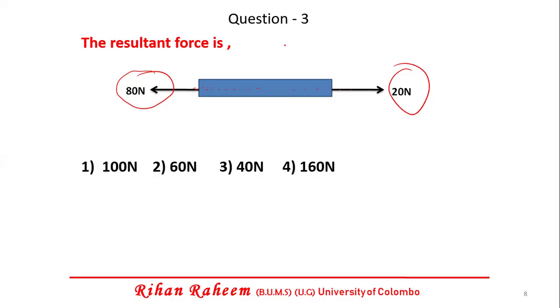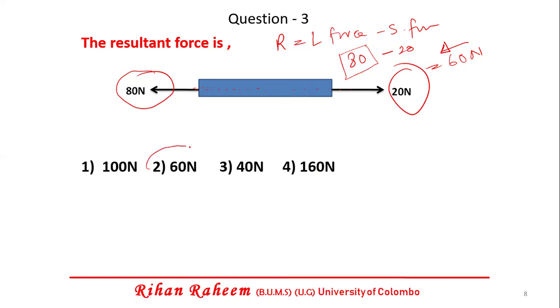So here, the larger force, to get the resultant, normally we use larger force minus small force. Larger force is 80 Newton, small force is 20 Newton. Answer will be 60 Newton. Direction will be the direction of the large force. This way direction. So here in the answers, they have not bothered about the direction. So you get the correct answer.